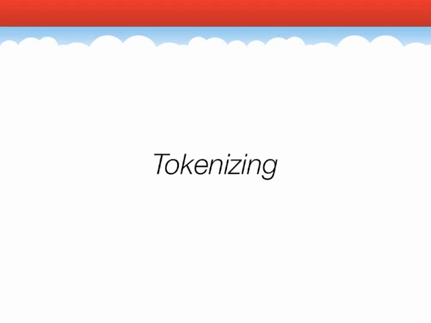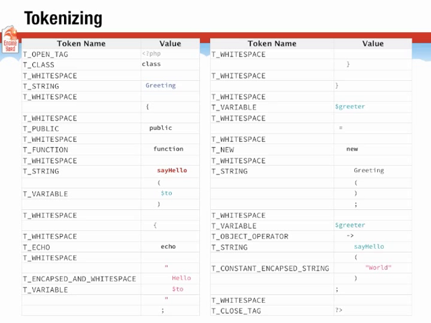The first part in the process is tokenizing. This is done when parsing. This is simply a way of breaking down the text that is your code into a semantic representation that can then be compiled. When we tokenize our example, we end up with this.